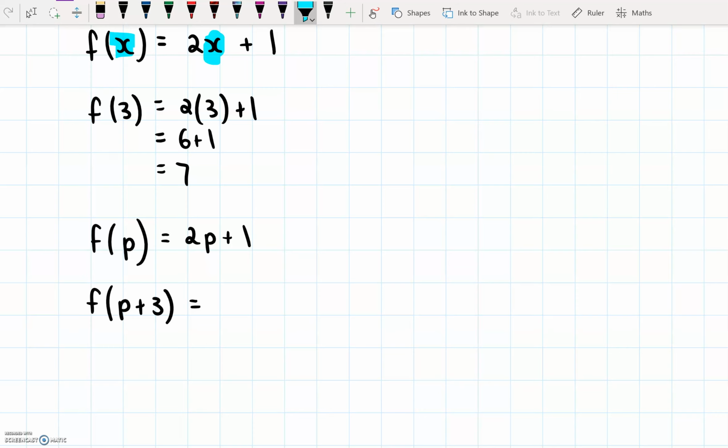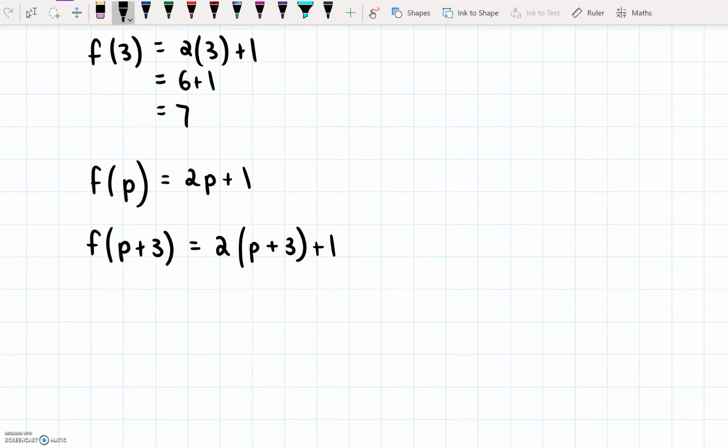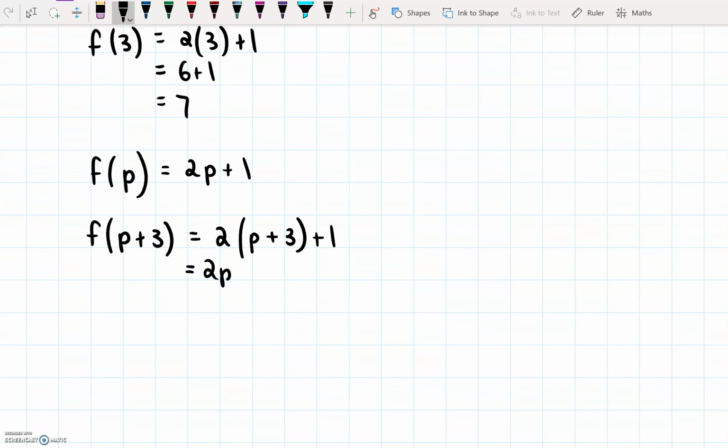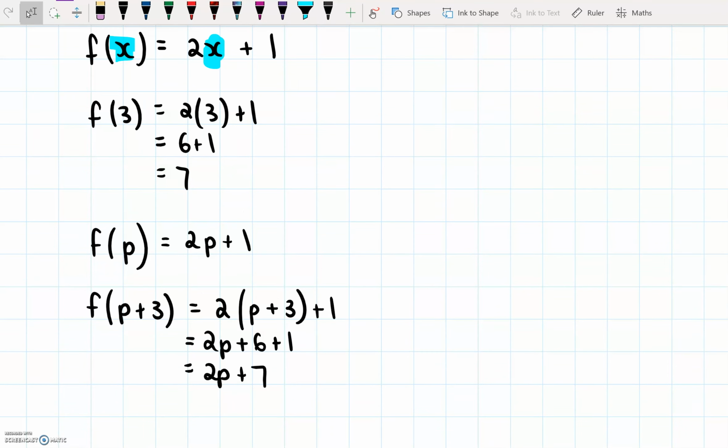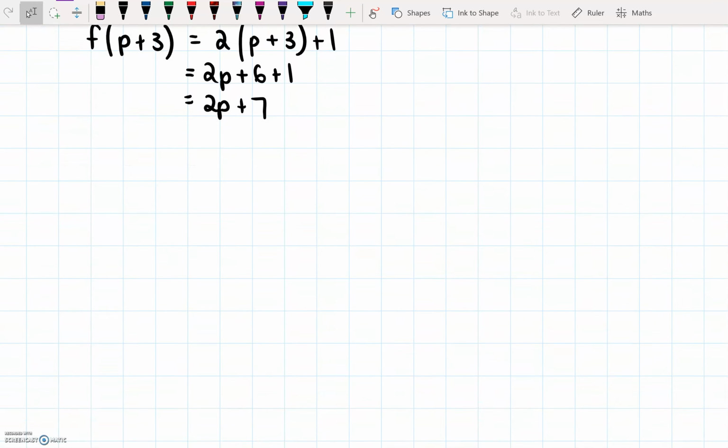Okay, now this is where it gets a little bit trickier because you need to make sure that you use brackets. Okay, so we have 2 brackets, because normally we would just have the x here, but we need to put that whole p plus 3 in. So 2(p plus 3) plus 1. And in this case, we should now try and simplify it. Okay, so that's going to be 2p plus 6 plus 1, which gives us 2p plus 7. All right, now this is, as I said, fairly straightforward. It's a linear equation. Okay, we're also going to be doing these with quadratic equations. Okay, so it's important we get this right. So let's try some quadratic examples as well.